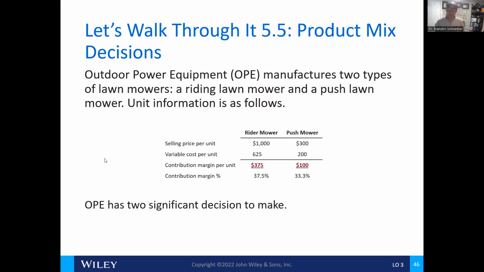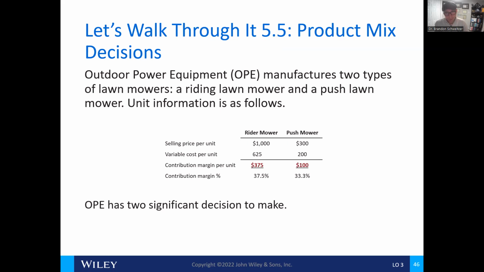Here we have an example. Outdoor Power Equipment manufactures two types of lawnmowers. One is a riding lawnmower and another is a push lawnmower. Here's the following information. Riding lawnmower sales price is $1,000. The variable cost to manufacture it is $625, giving the company a contribution margin per unit of $375. That's a contribution margin percentage of 37.5%.